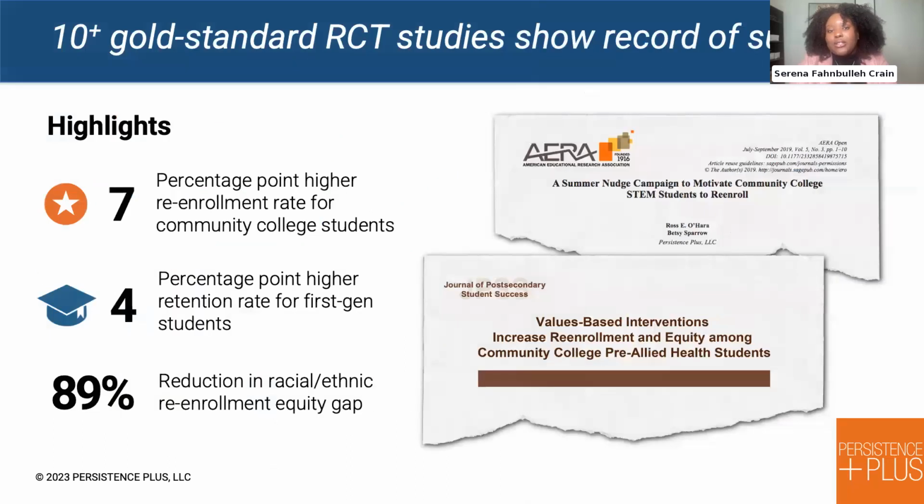And as we've supported tens of thousands of students this past decade, we've been able to evaluate our impact on their success through over 10 gold standard RCTs. And through these experiments, we've found that persistence plus support does work to help students persist and complete their credentials. We've had the chance to publish papers in several peer-reviewed journals like AERA, and most recently the Journal of Post-Secondary Student Success. And some highlights that we found over these RCTs is that the support that students are receiving over their phone from us have led to a reduction in ethnic and racial equity gaps, as well as a 7 percentage point increase in re-enrollment rates for community college students.